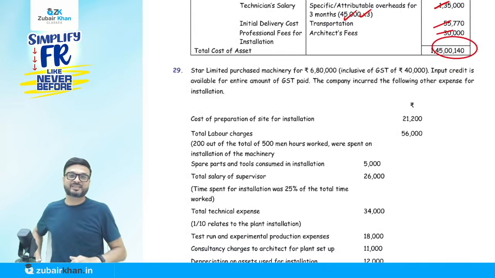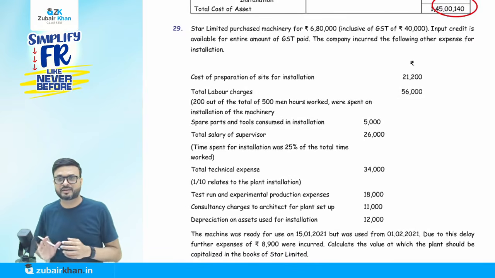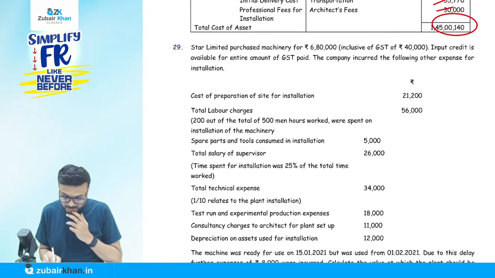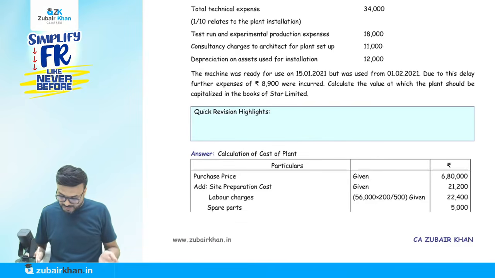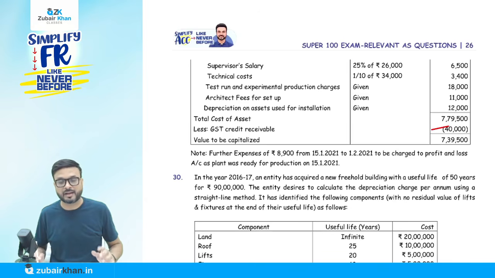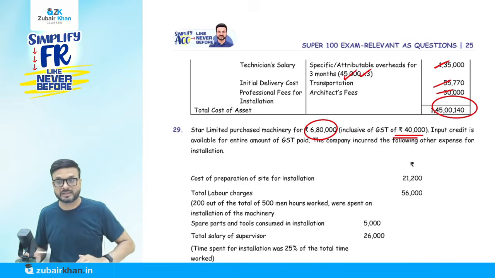The next one is very simple. You can do that. Okay, let me read that. Cost of the PPC. The Star Limited purchased machine 6,80,000 inclusive GST of 40,000. Input credit is available. So 6,80,000. Here also you can show the deduction, but okay, 6,80,000. Then 40,000 they have deducted at the end because you are going to claim the input GST.